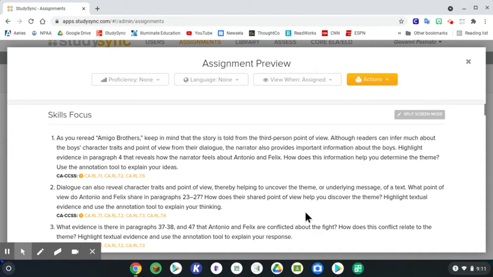So, a couple key things here. I want to start off by saying it says right here reread, which means you've already read it once. So, if you have not read the story, you might be a little lost.